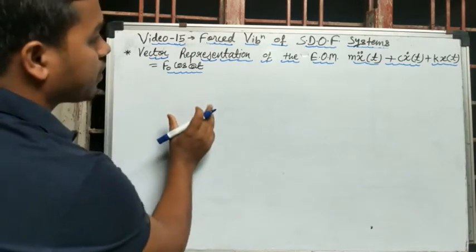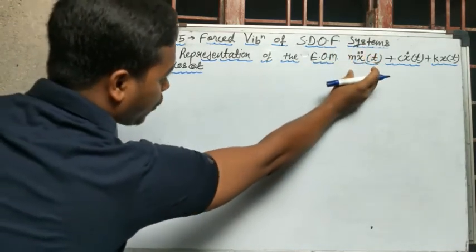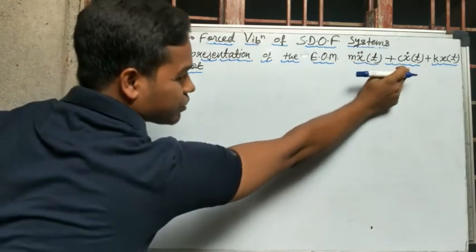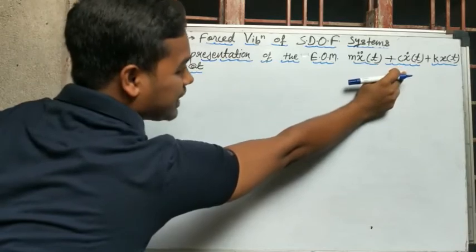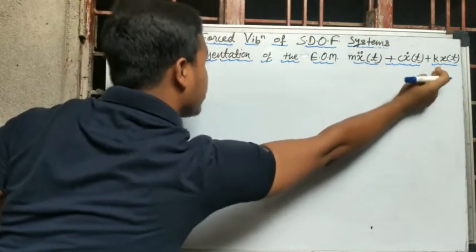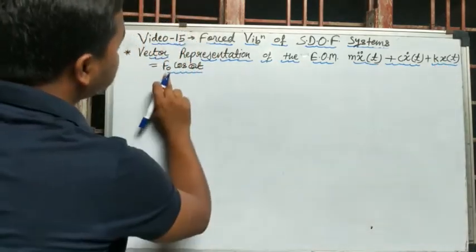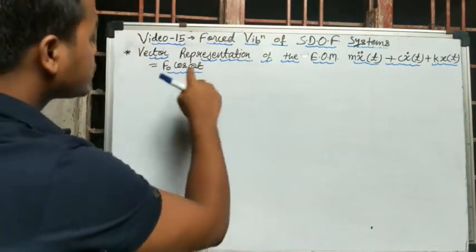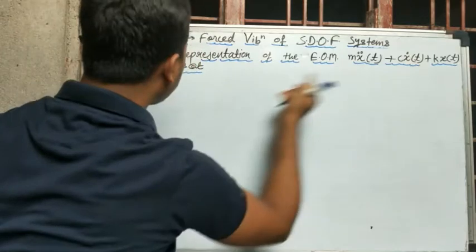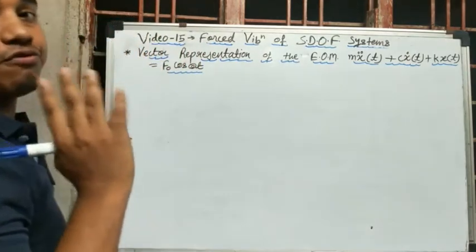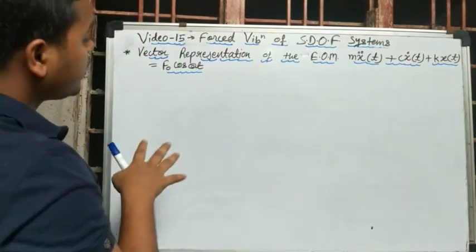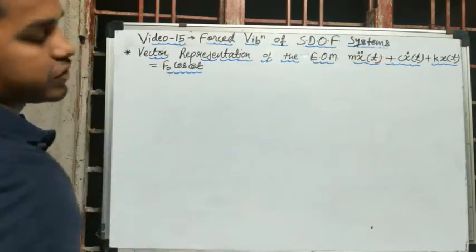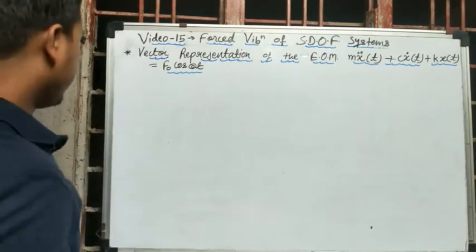So see, this m x double dot is a force. We know it's called the inertia force. C x dot is also a force. It is called the damping force. K x is also a force. It is called the spring force. This F naught cos omega t is the external harmonic excitation force. So all these four terms are four different forces. So actually we need to draw a vector polygon for these four forces. That is our aim.